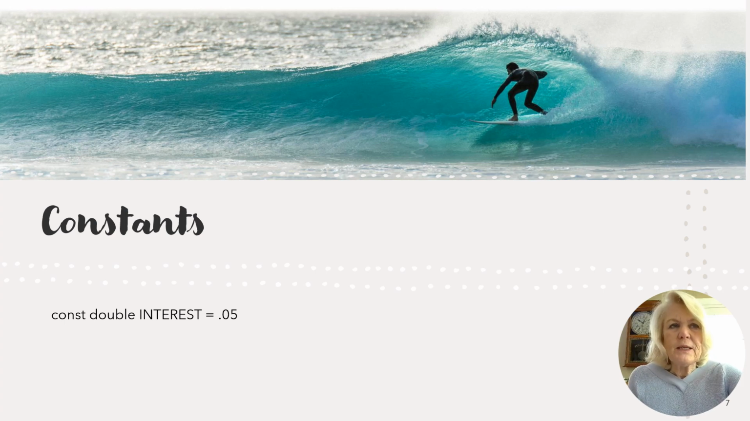A constant cannot be changed when the program is running. In the example shown on this slide, interest is a constant. Typically, constants are typed in all capital letters. They also must be given a value when they are defined.